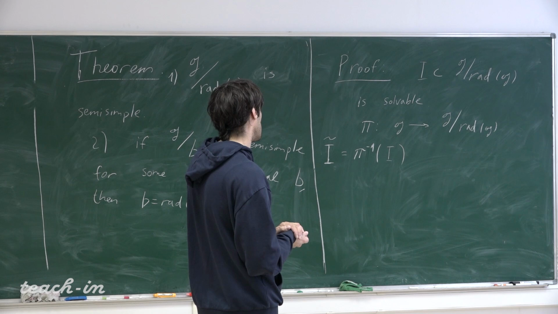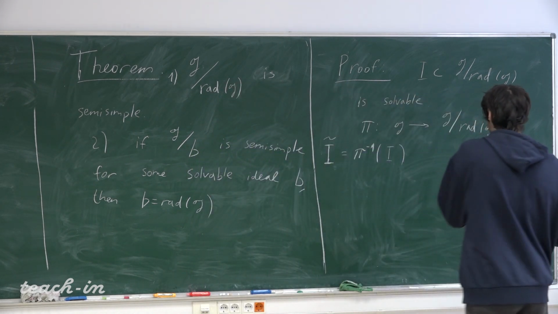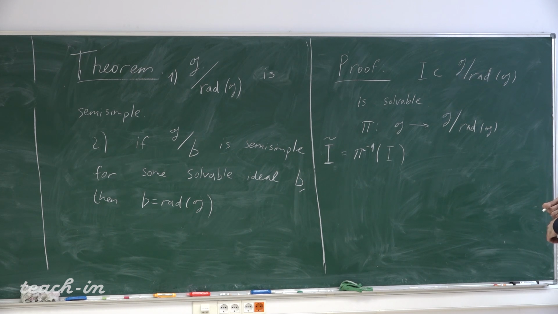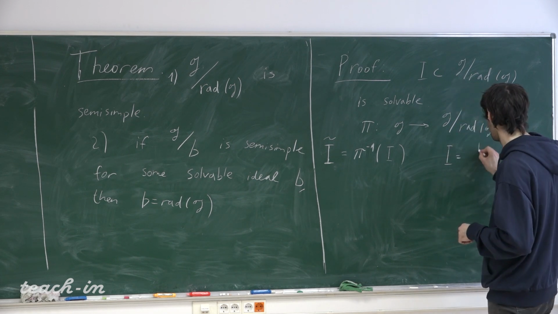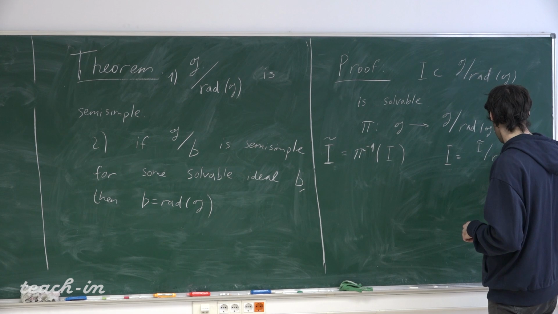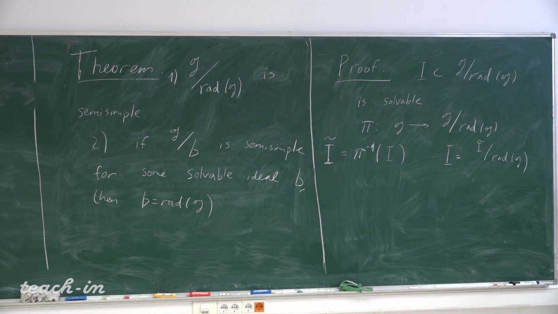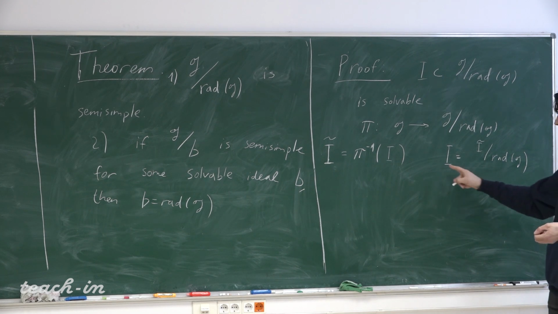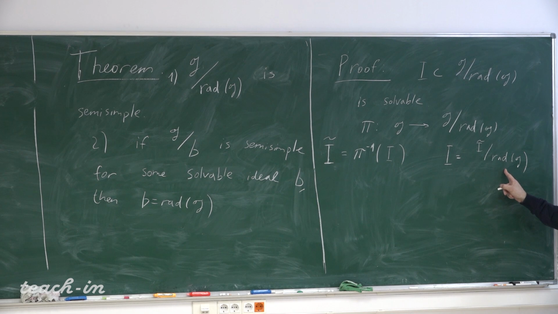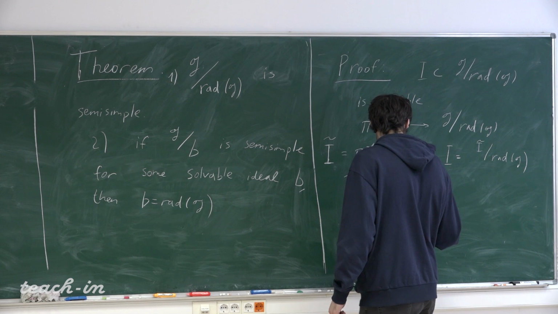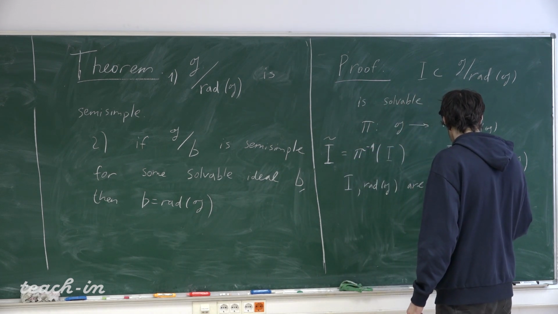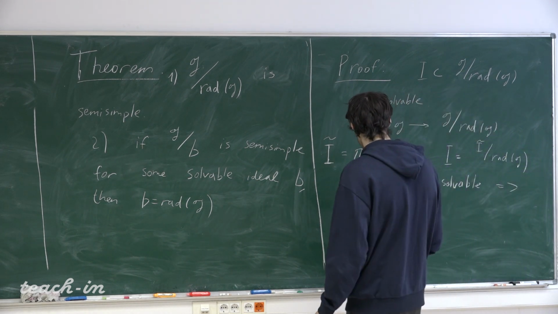All right. So if I take this one, then I is I tilde by radical G. So I is solvable, and radical G is solvable, therefore I tilde is solvable.